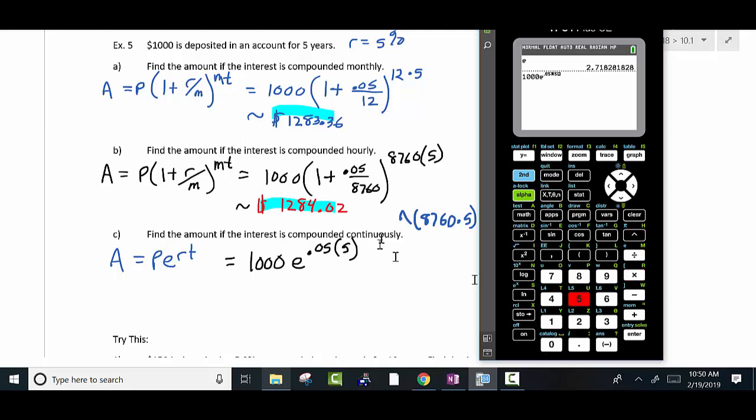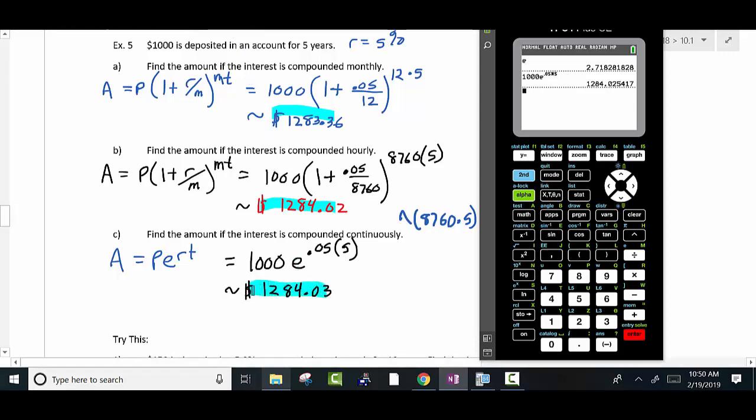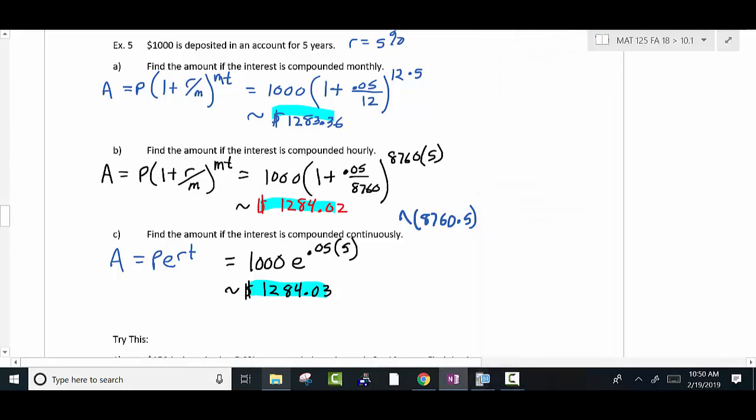The answer to this problem should be a little bit more than 1284.02. Probably not a whole lot, well, maybe we gained a penny. So it looks like it's going to be $1,284.03. Remember I said these things don't go to infinity. They just start leveling off and approaching a number. But that's the best you can do, which is continuous compound interest. Does that make sense?